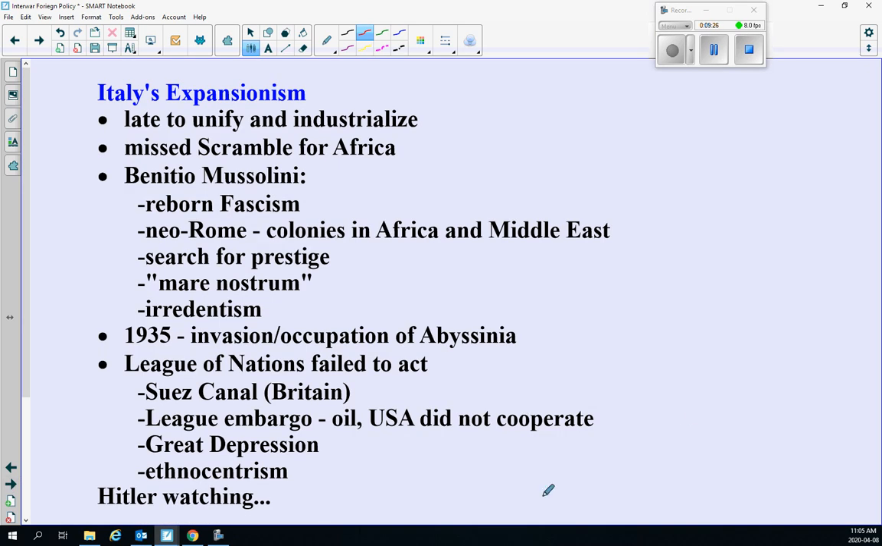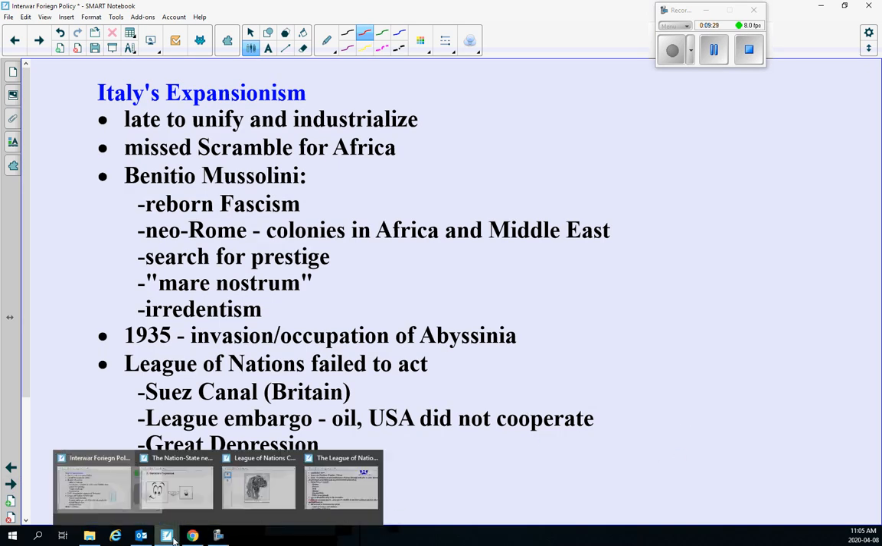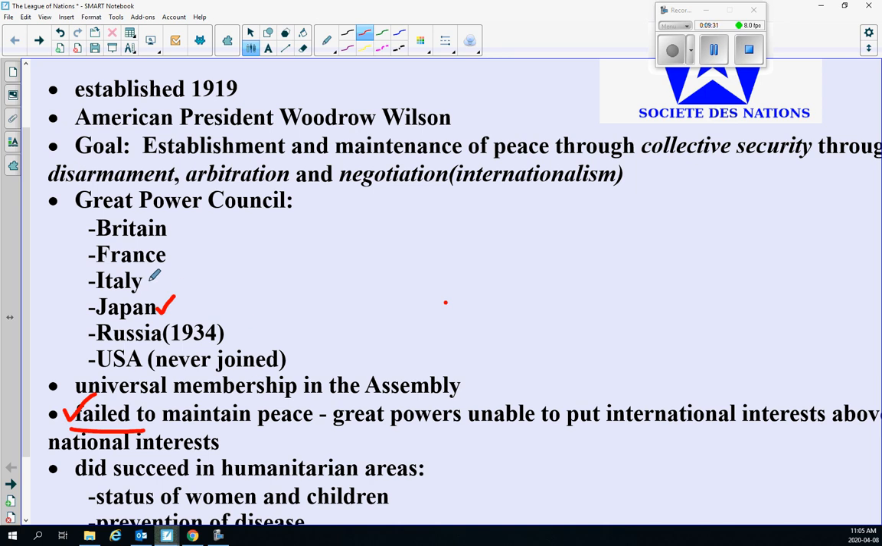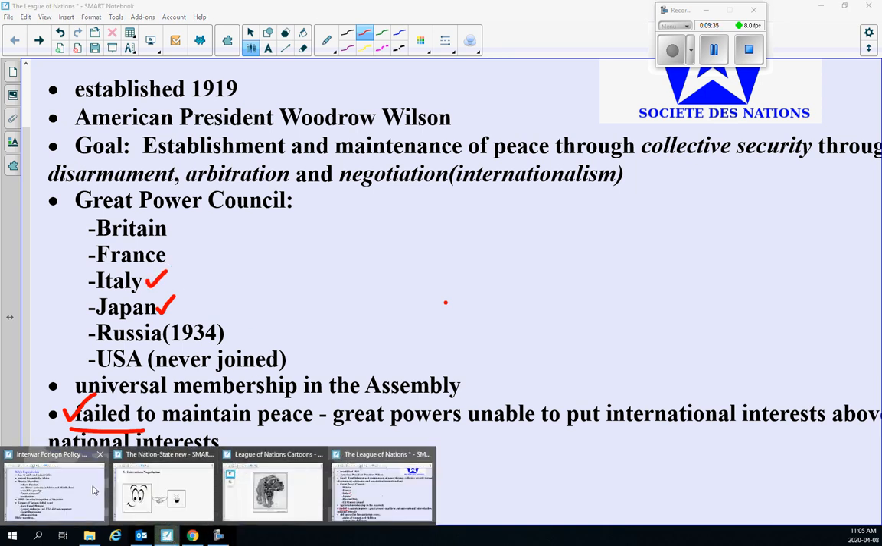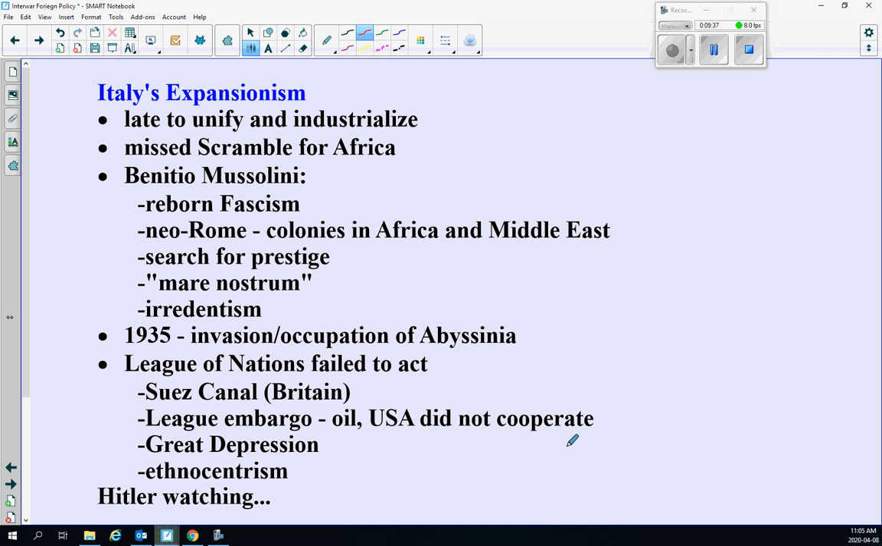All right, Italy. Let's see what Italy's up to. Again, Italy is one of the great powers in the former League of Nations. And so let's see what they were doing between the wars. Much like Japan, Italy was late to industrialize. We can't really blame them. Italy didn't actually even unify until 1871, so they come to the table late. They've missed out on the scramble for Africa. There's nothing left in Africa, really.